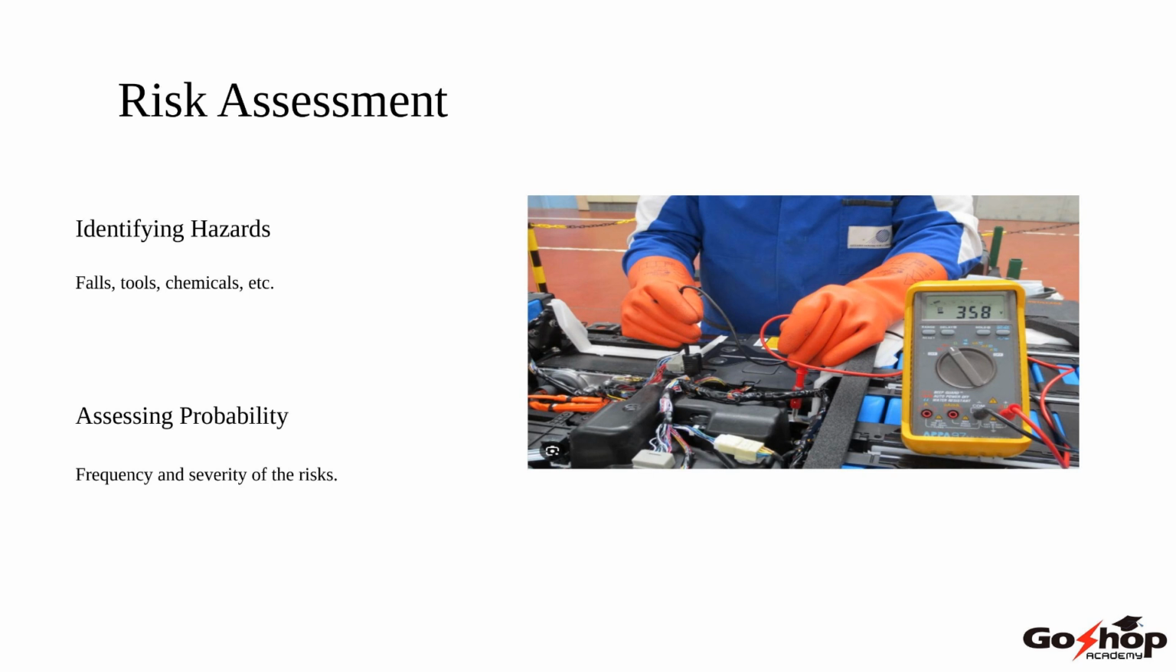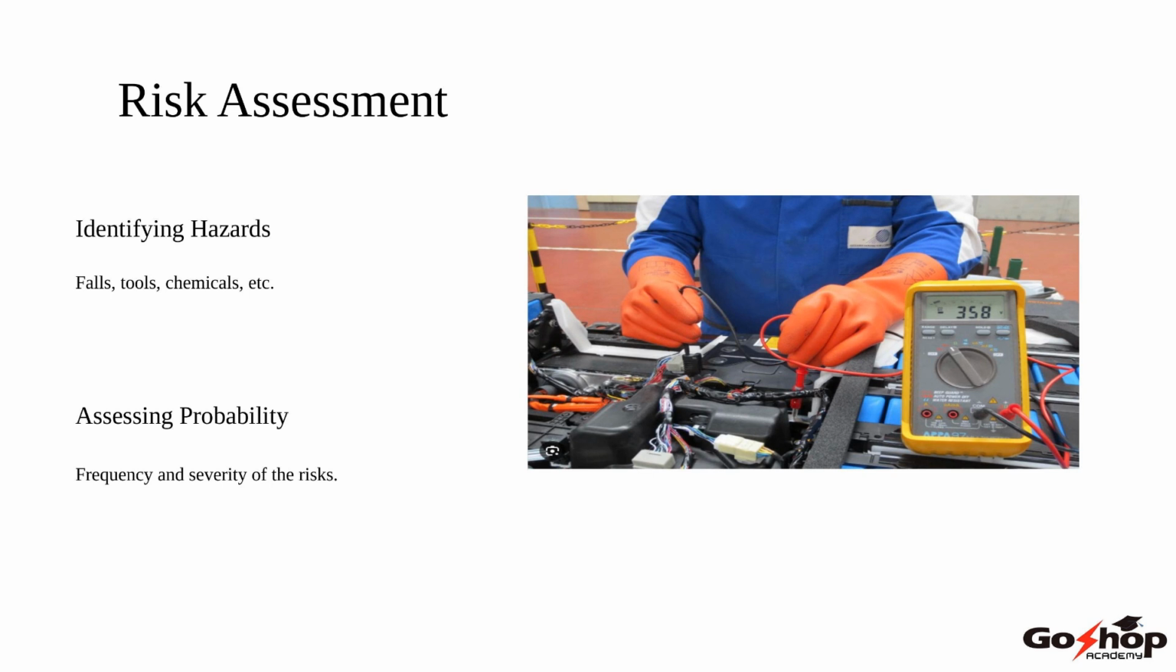Risk assessment, a two-step process. Let's start by discussing risk assessment, which involves two key steps: identifying hazards and evaluating their probability. First, identifying hazards requires us to recognize potential dangers in the workplace. These include risks like falls from working at heights or slippery surfaces, improper use or maintenance of tools, and exposure to toxic, flammable, or corrosive chemicals without adequate protection.